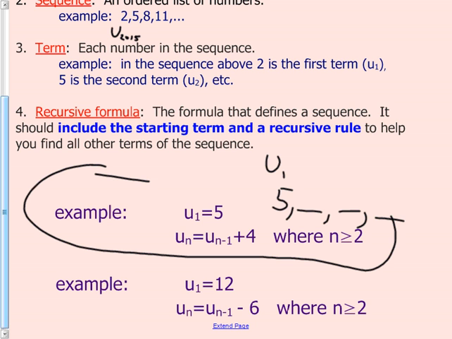So the first term's 5, and all this big mess here, blah, blah, blah, and then what do you think the plus 4 means? Let's take a guess. What does that mean in my sequence? Yeah, you're going to take whatever the number was, and you're going to add 4 every time. That's all. So what is all this stuff? U sub n and U sub n minus 1. U sub n, what the heck? That's U sub some number.